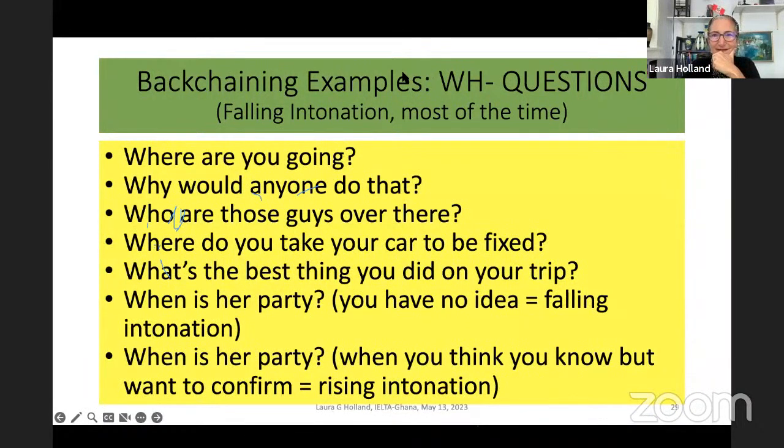Where are you going? Okay, remember, give it to us 3 times so our ears can get around it. Where are you going?